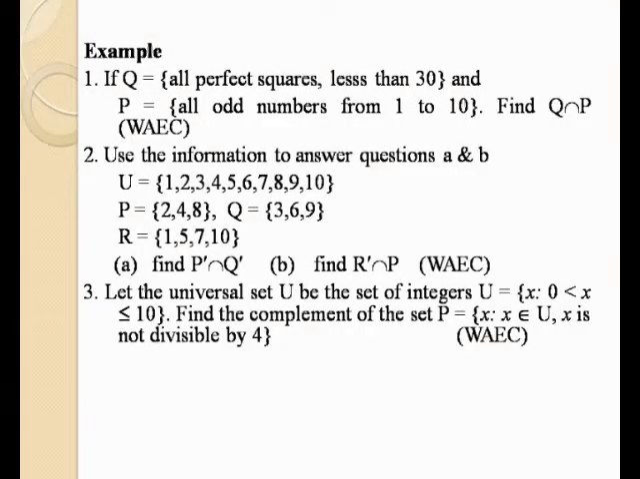Example number 1. If Q is equal to all perfect squares less than 30, and P is equal to all odd numbers from 1 to 10, find Q intersection P. That is, elements that can be found in P and Q, that are common to both P and Q.